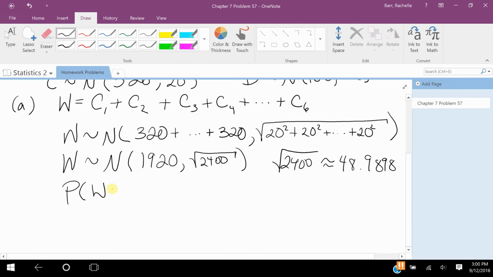So I want the probability that my week is greater than 2,000. So I'm going to use Z-scores to figure out what that is in a Z. So that would be z is greater than 2000 minus my mean I just found. This is why I bothered to find the mean, divided by my standard deviation.